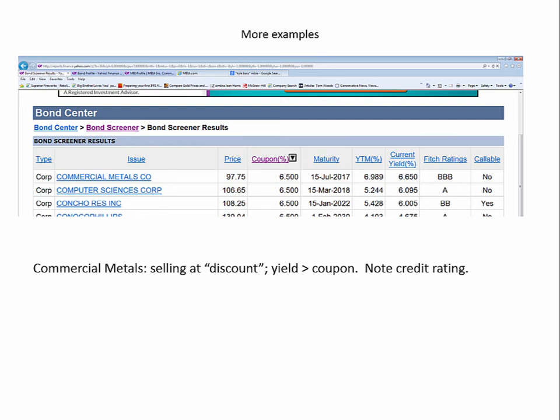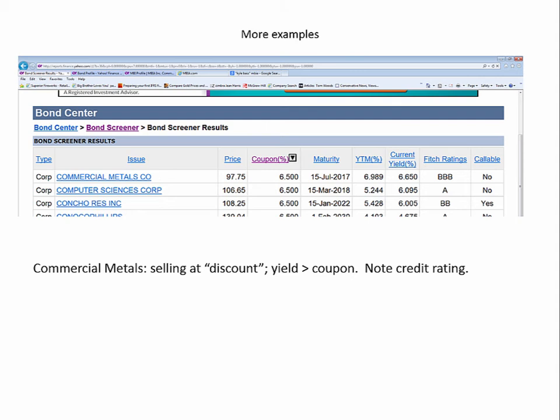In this case, the coupon rate is 6.5%. The yield to maturity, again, that's the rate that the bond market is demanding of this borrower, is 6.99%. So the bond doesn't pay enough interest. In order to sell it, they've got to drop the price. So the bond sells at a discount. Note the credit rating here. Commercial Metals has a BBB, which is not a very high credit rating, which means, again, that they have a higher borrowing cost, a higher yield to maturity.